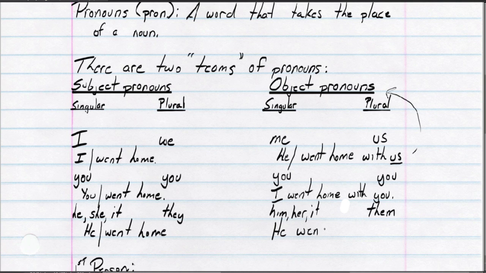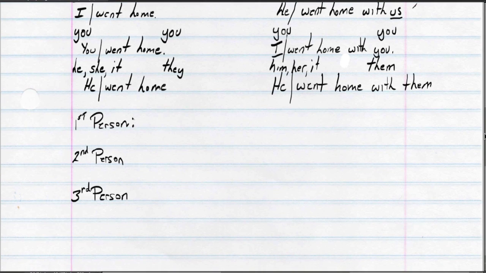He went home with them. You'll notice over here that we have used the plural object pronoun them. He went home with them. I can't say them went home with us. So we are almost done.